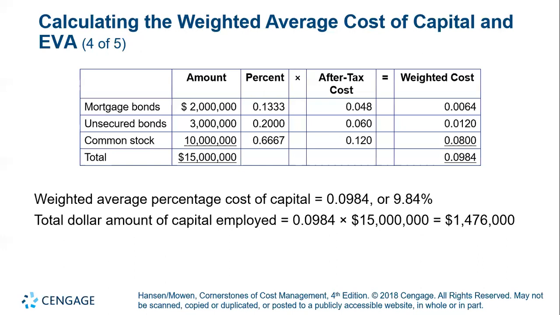The total of the weighted cost is 0.0984. That's your weighted average cost of capital, or 9.84%. The total dollar amount of capital employed is 0.0984 multiplied by 15 million. The total dollar amount of capital employed is 1,476,000.